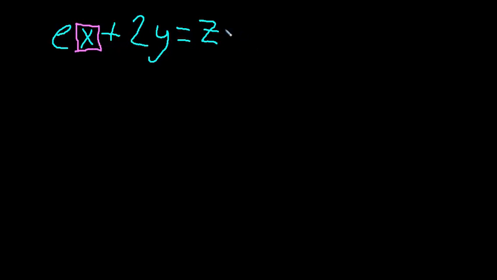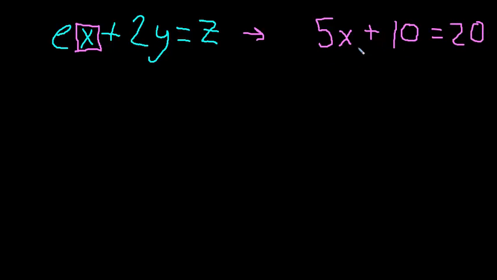Okay, so for instance, I'm going to go ahead and write a different equation over here. Instead of e times x, I'm going to make this 5 times x. Okay, so again, I'm just replacing the letter e with the number 5, plus, okay, I'm going to replace this whole term with a number. Let's say 10. And then I'm going to replace z with a number. Let's say 20. Okay. And then what I'm going to do is solve this pink one over here.